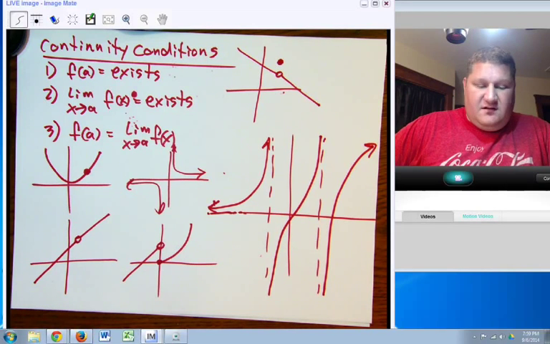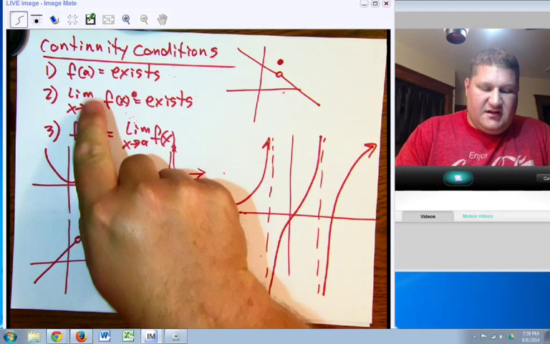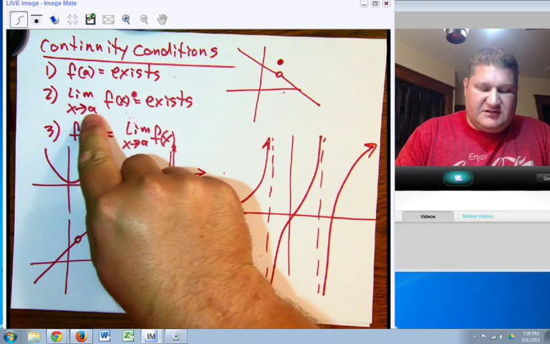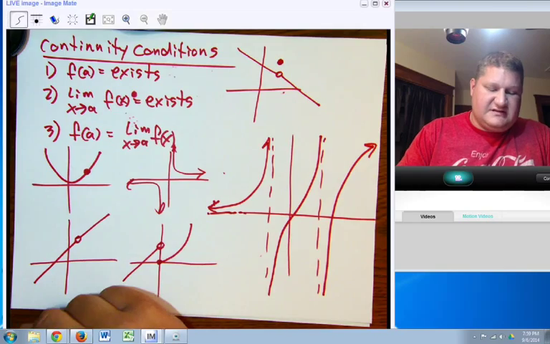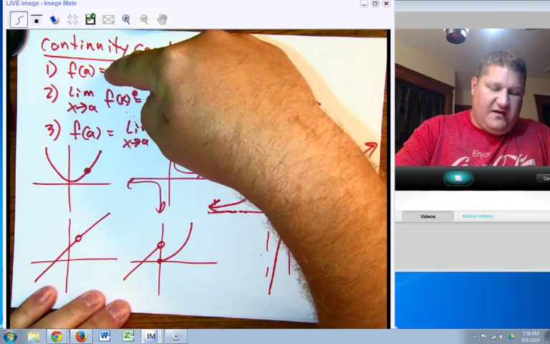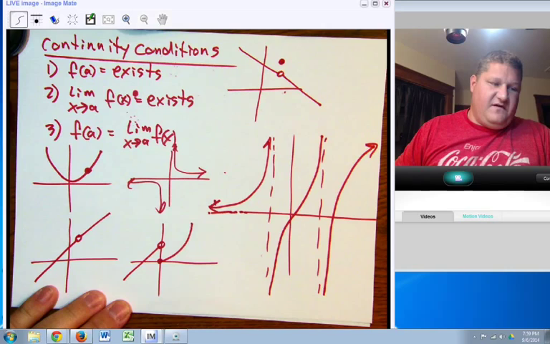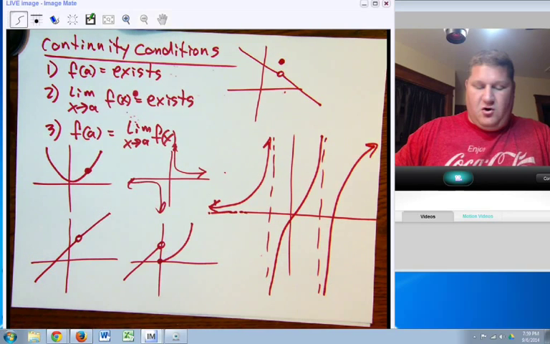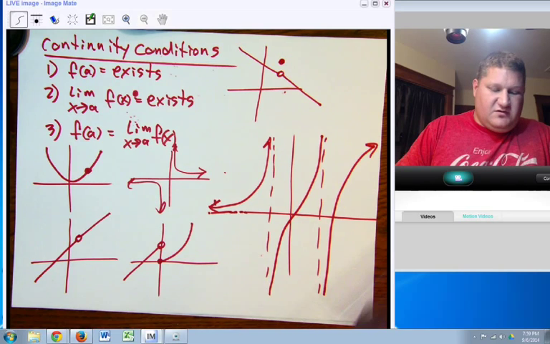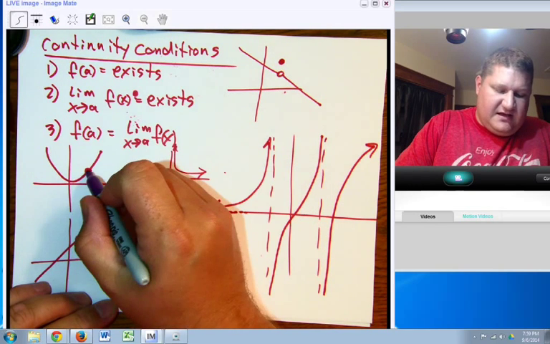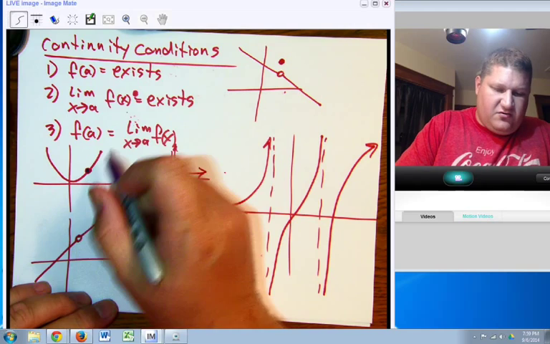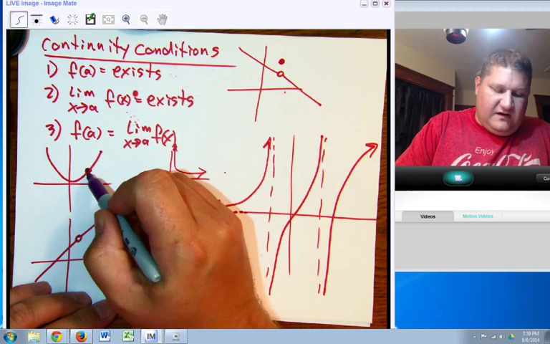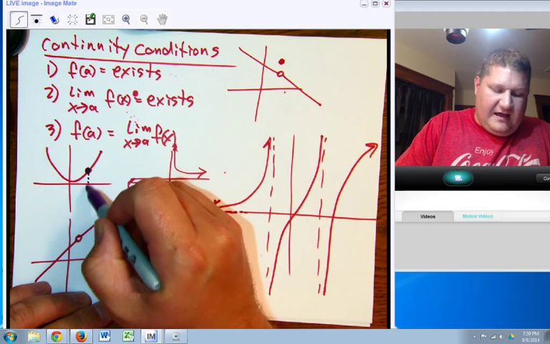Okay, to tie the last two sections together, again, the conditions are: f of a must exist, the limit as x approaches a of f of x also must exist, and f of a must match the limit. So the two have to agree. So what we're going to do is a couple quick things. We're going to ask, is there continuity? Is this graph continuous at this point right here at a?